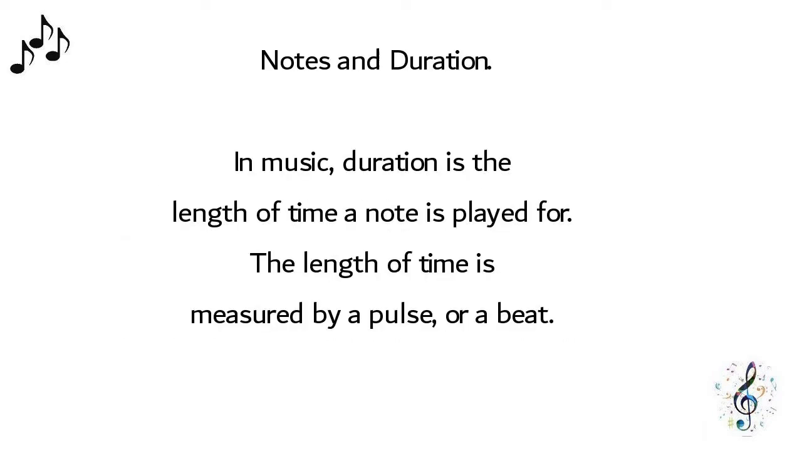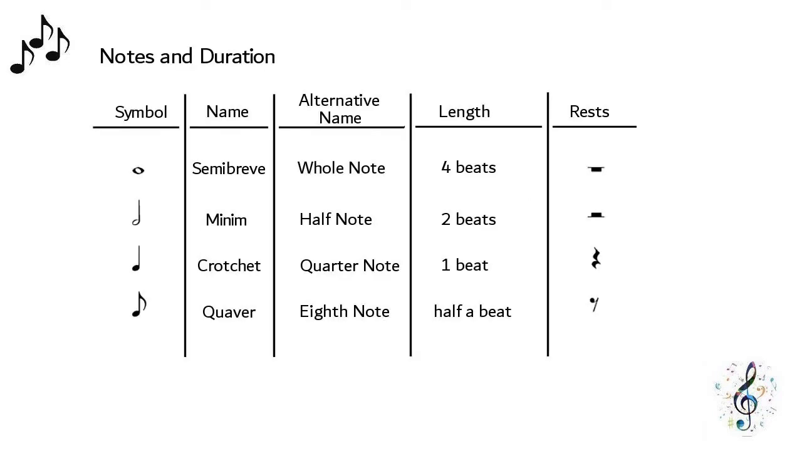In music, duration is the length of time that a note is played for. The length of time is measured by a pulse or a beat. In the picture you can see the cymbals and how many beats each is played for. For each note there is also an equivalent rest symbol. So when you see that symbol for the rest, that is when you would not play for 4 beats or 1 beat, whichever the rest shows.